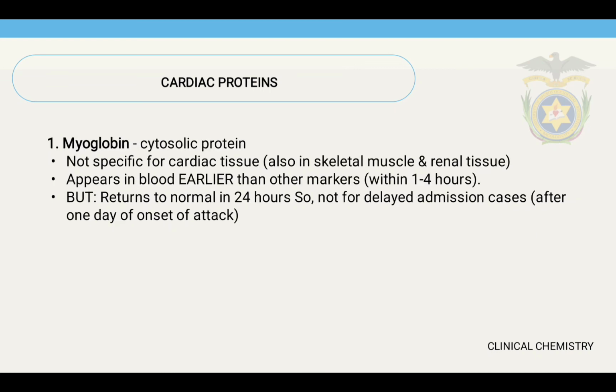Under your cardiac proteins is your myoglobin. Myoglobin is a cytosolic protein that is generally not specific for cardiac tissues, as it can also be found in skeletal muscles and renal tissues as well. It appears in blood earlier than other markers, around 1 to 4 hours, but it returns to normal within 24 hours. So it's not for delayed admission cases, especially in cases 1 day after the onset of attack.